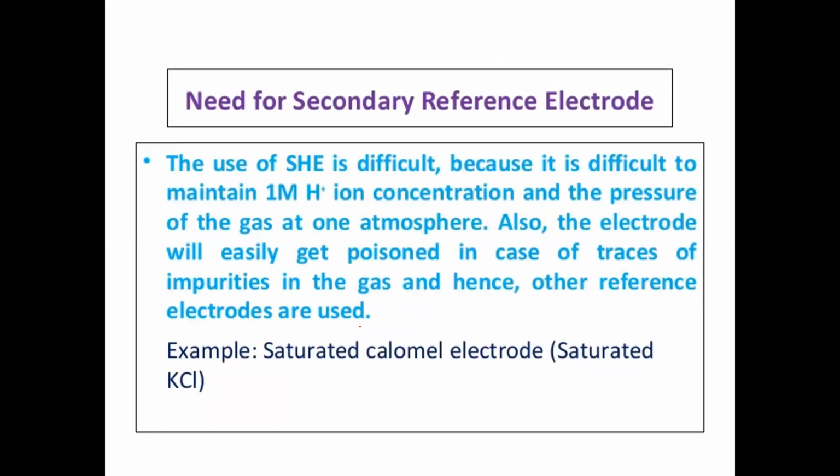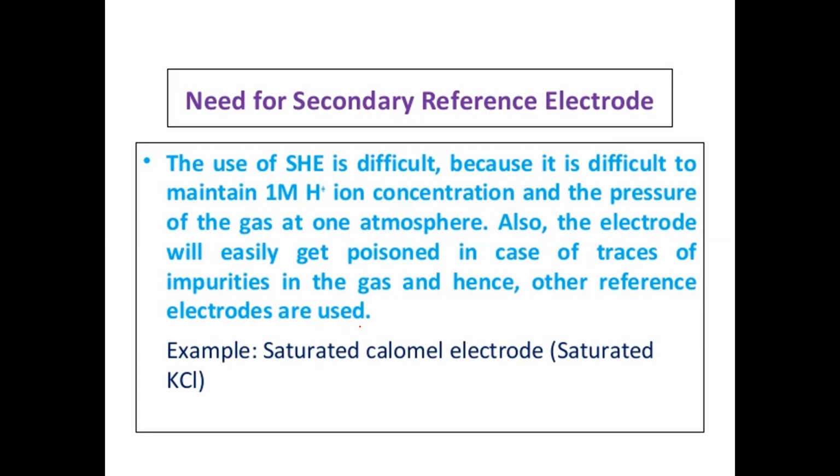There are some drawbacks to using the standard hydrogen electrode, so we need another, second reference electrode, that is, a secondary reference electrode. Why do we need secondary reference electrodes? Majorly, the use of the standard hydrogen electrode is difficult. It is difficult to maintain the 1 M concentration throughout the entire process.